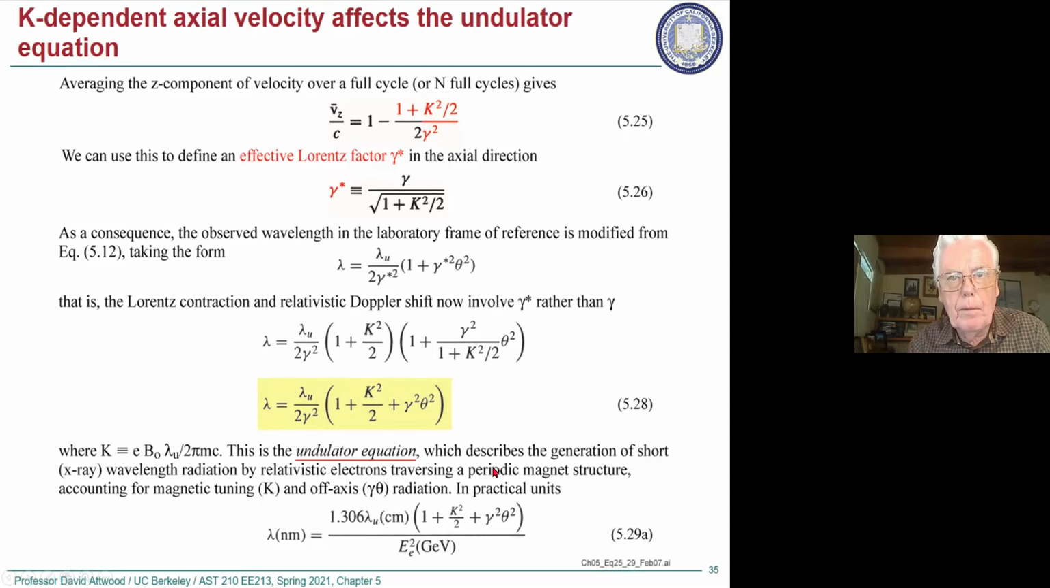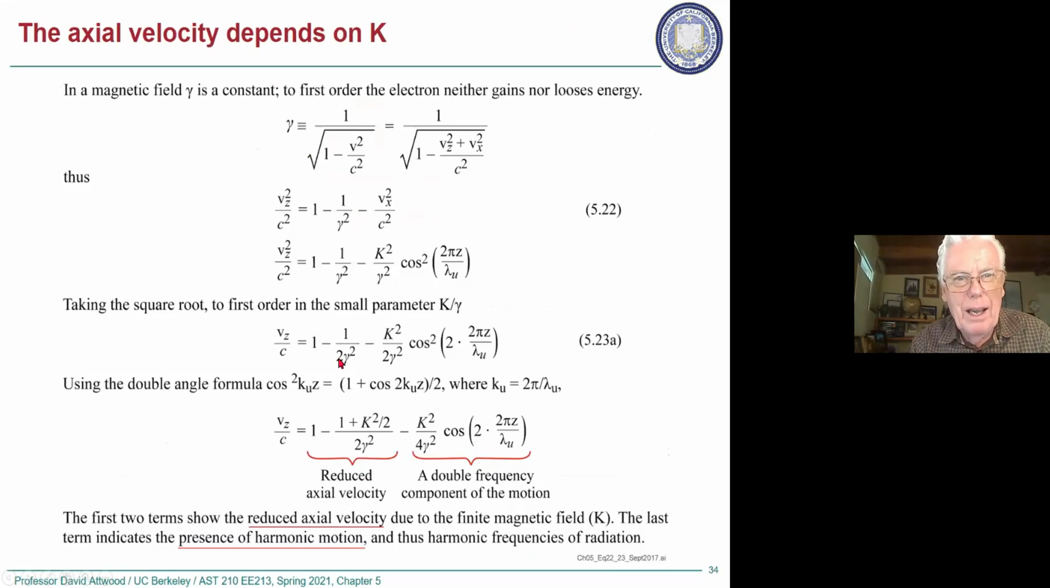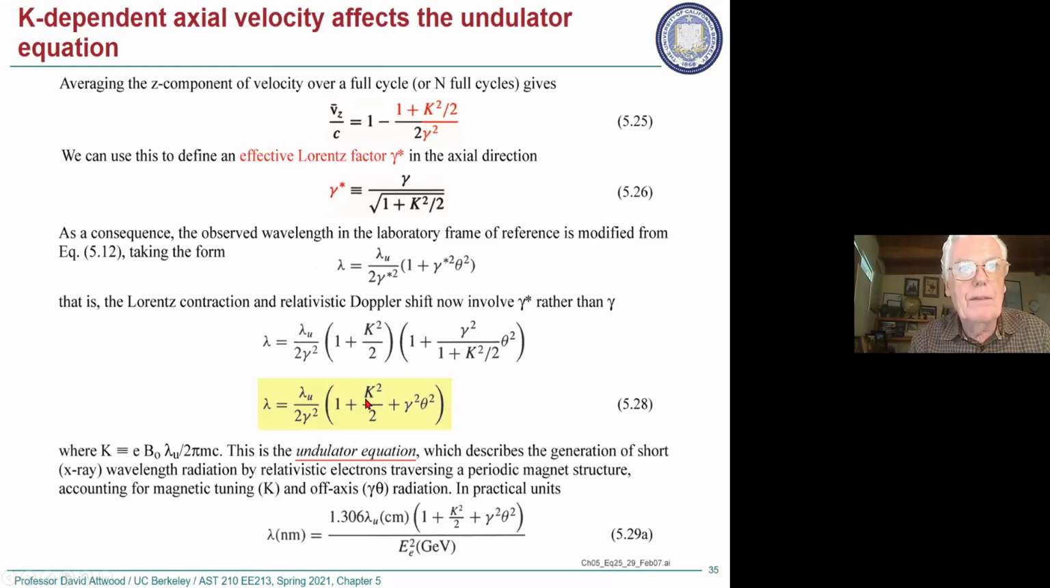So going backwards, frankly, I can't follow what I've done wrong between this step and this step. But between this step and this step, there's no doubt this is correct. Maybe one of you can catch me at it, or I'll figure it out later and correct the slide. Okay, so now we have the undulator equation.